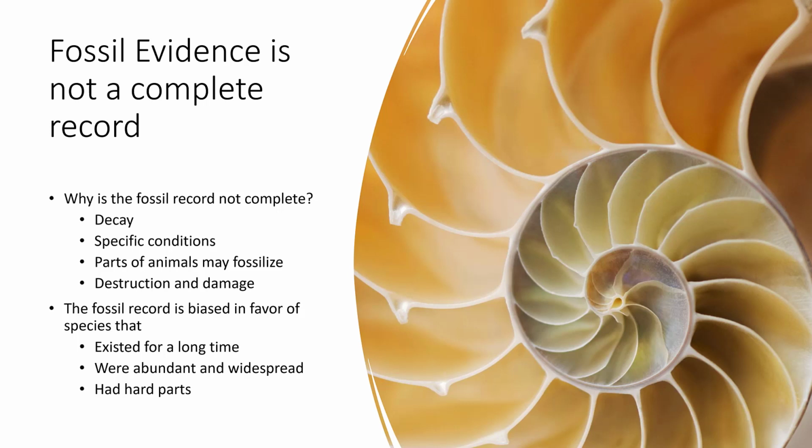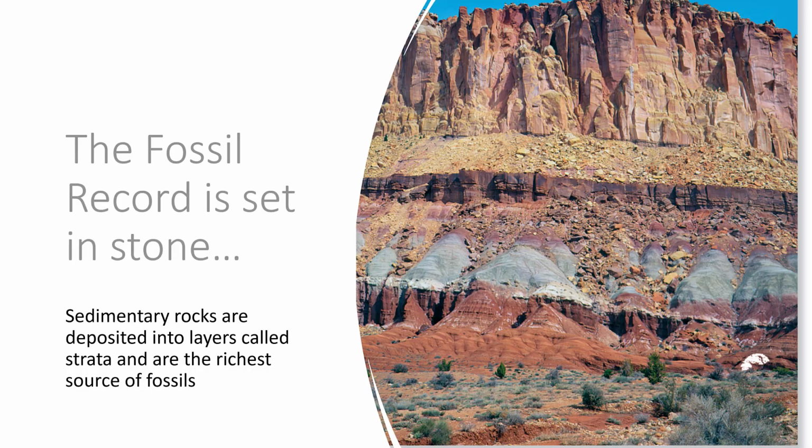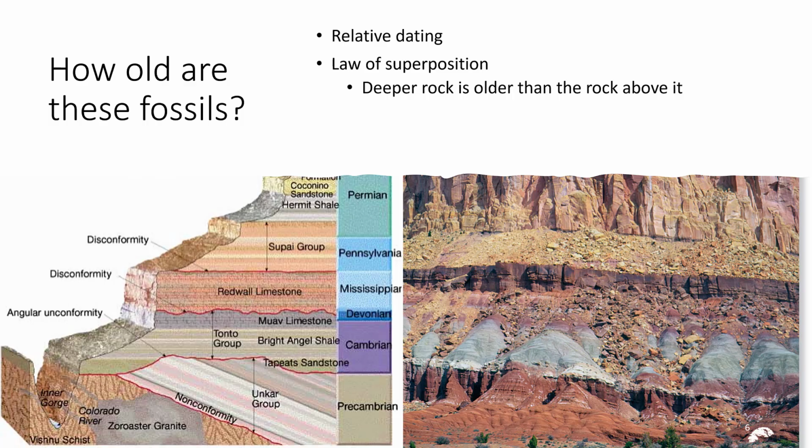Fossils are more likely to form if a species exists for a long time period in Earth's history, if it is abundant and widespread across many regions, and if it has hard parts such as shells or bones. The fossil record is literally set in stone. It is contained in the sedimentary rocks or the strata layers, and certain strata layers are very rich in fossils.